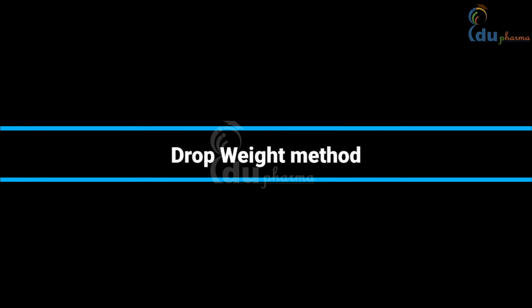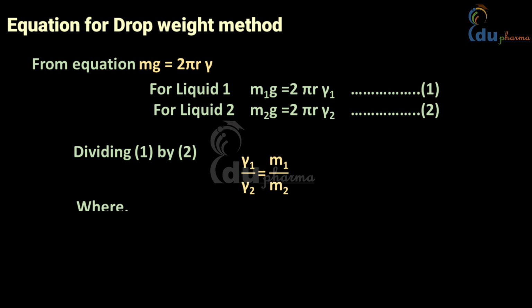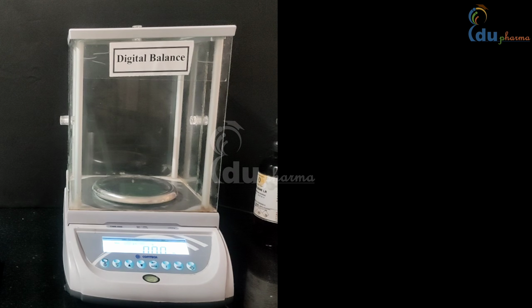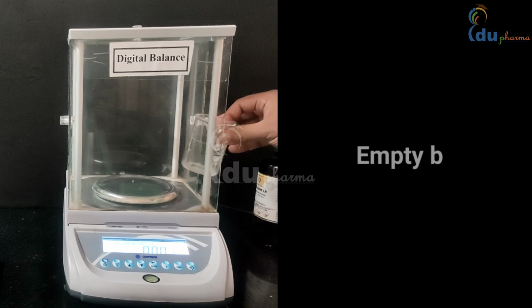Let's talk about the drop weight method. The equation used for calculation in this method is shown here: γ1/γ2 = m1/m2. Here γ1 is the surface tension of the experimental liquid and γ2 is the surface tension of the reference liquid, and m1 is the mass of 20 drops of the experimental liquid and m2 is the mass of 20 drops of the reference liquid. In this method, we have to calculate the weight of 20 drops of both liquids.